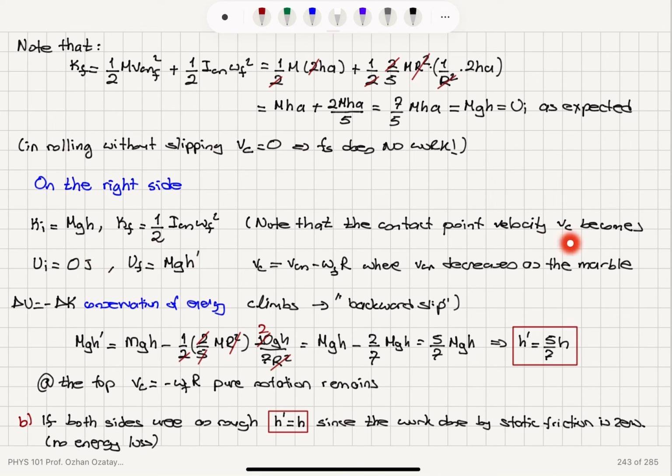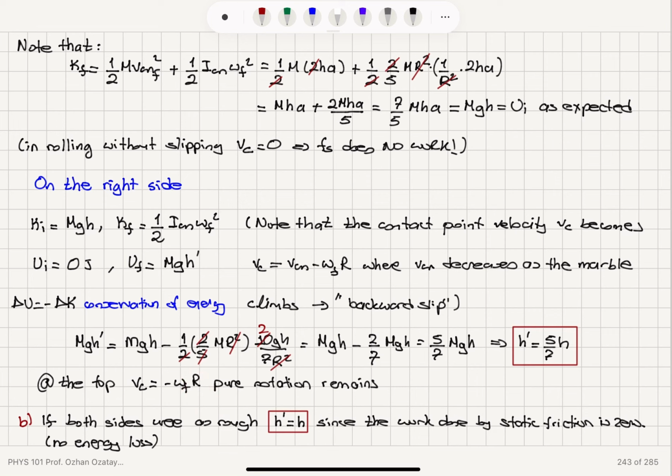I see that the contact velocity becomes v center of mass minus omega final times r, and v center of mass decreases as the marble climbs, so it's going to become negative, which means it's a backward slip. Conservation of energy applies because I have no friction on the right hand side, and writing delta K is equal to minus delta U, we obtain h prime is 5/7 h. And at the top we have contact speed minus omega final times r, so pure rotation remains.